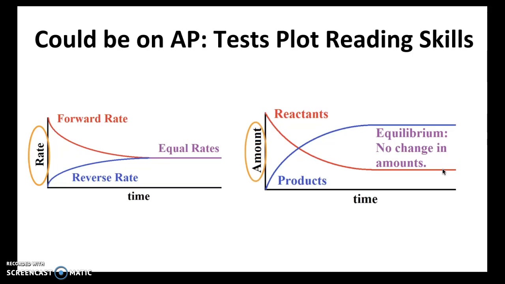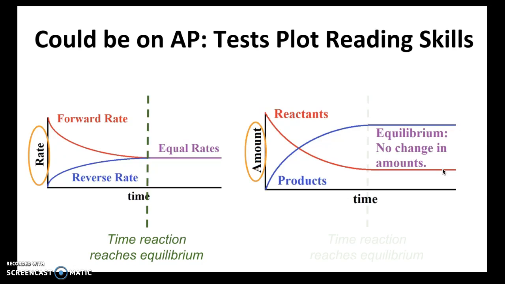And the other thing that's important is to be able to figure out where equilibrium is occurring, what time equilibrium is occurring. So in the case where it's the rate, it's going to occur where the two lines merge, because the rates become equal for the forward and the reverse. And when it's the amount, it's going to be where the two curves flatline because they're no longer changing. And so that's the time where it would reach equilibrium. So again, you just need to be able to read these graphs.